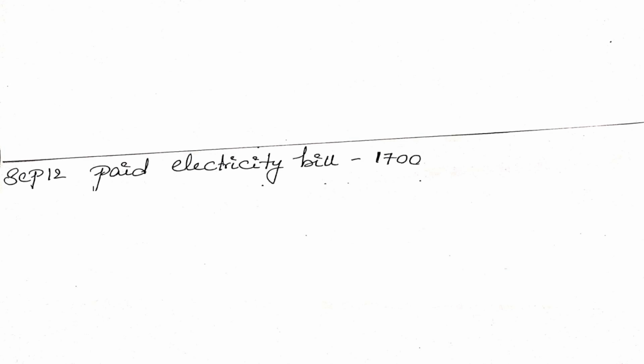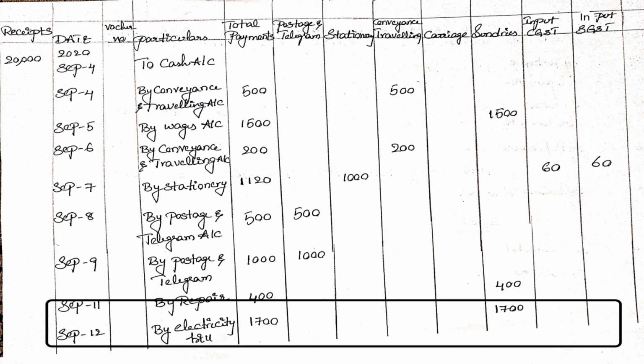Our next transaction is on September 12th, paid electricity bill 1700. Electricity bill expense is considered as sundry expense. So we will update the 1700 amount in the sundry expense column and update the electricity account in the particulars column. So the date is September 12th and electricity bill in the particulars column, and in the total payments column 1700. Since electricity bill is considered as a sundry expense, I have updated 1700 in the sundries column.